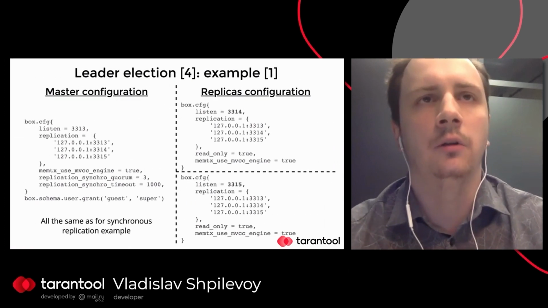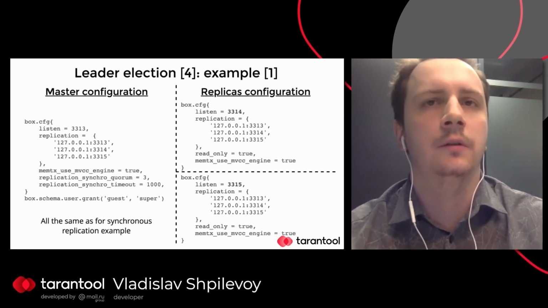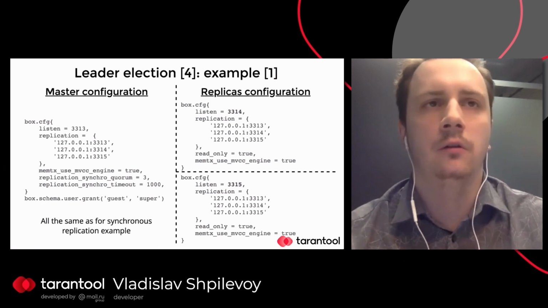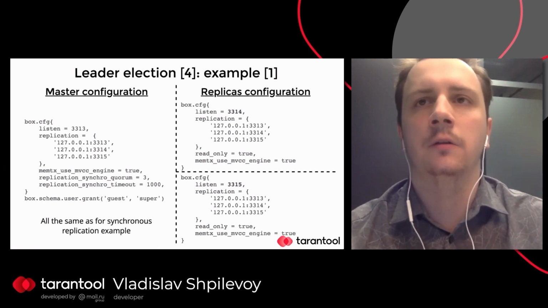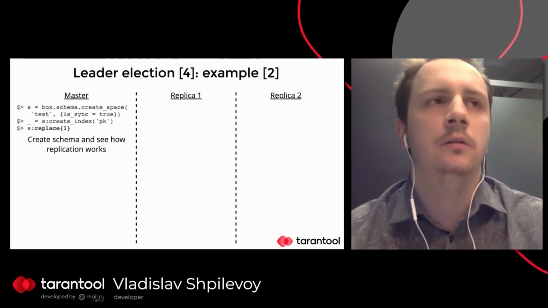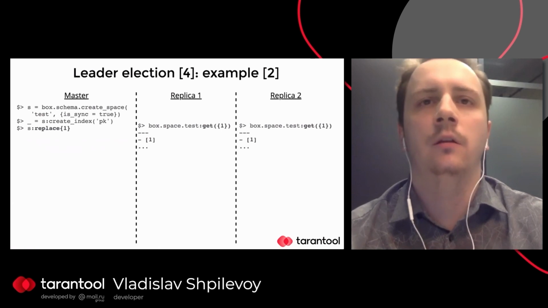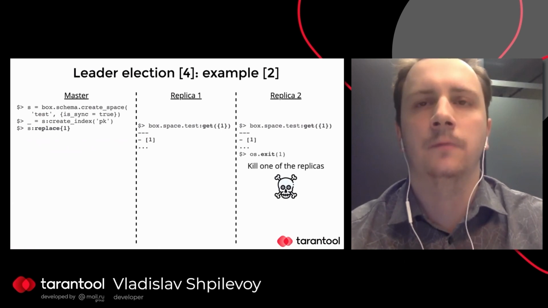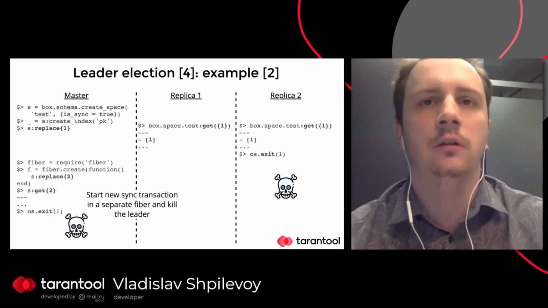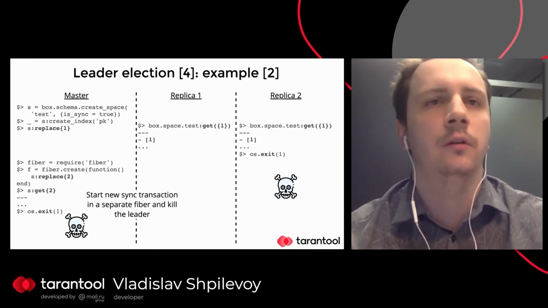Here is an example of how it works. I use the same configuration as in the previous example about synchronous transactions, exactly the same. I create a synchronous space and check that it works. Then I kill one of the replicas, so the next transaction wouldn't get the quorum. Then I start a new transaction on the leader, wait until it's replicated to the alive replica, and then I kill the leader.